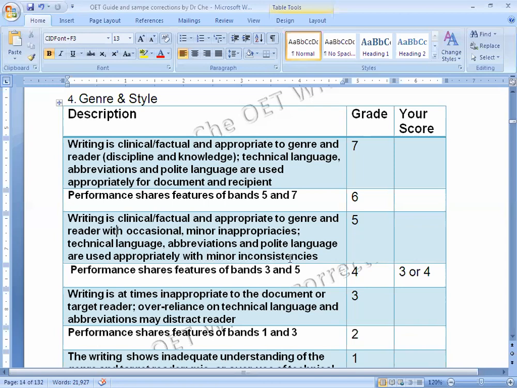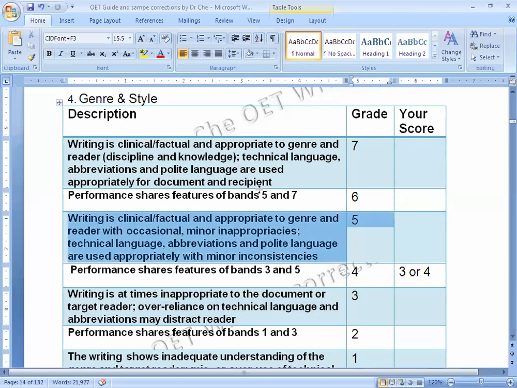If your writing is at times inappropriate to the document and the reader, and you are over reliant on technical language, meaning you are dependent on it, using it mechanically and not in a very good and organized way, and your abbreviations are not common and can distract the reader, then you will get 3 or 4 marks. You will not get a C plus or B grade.